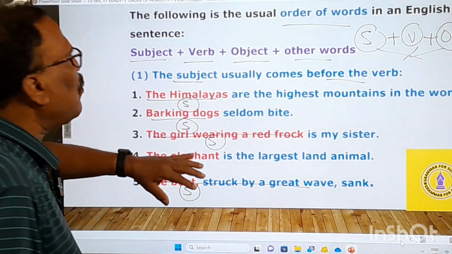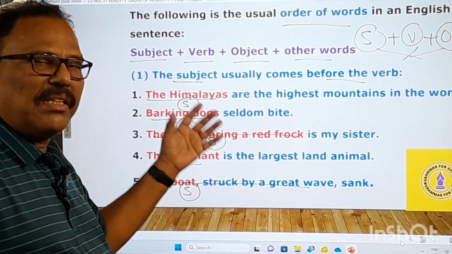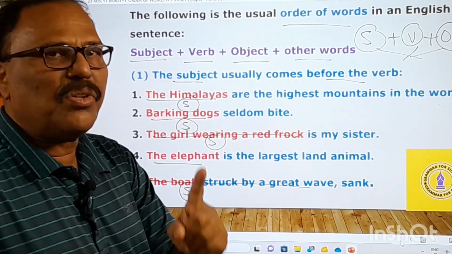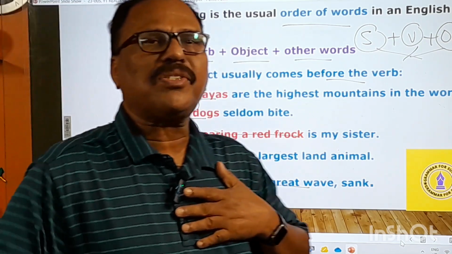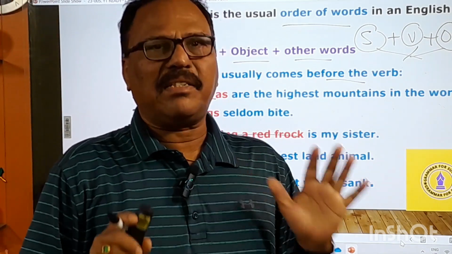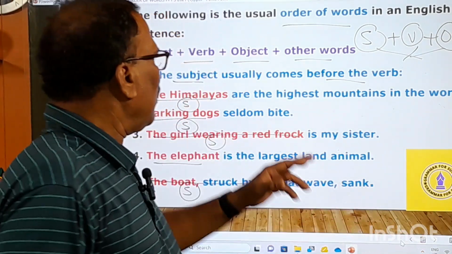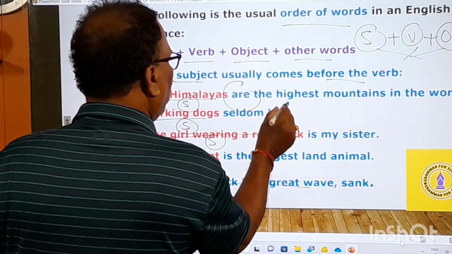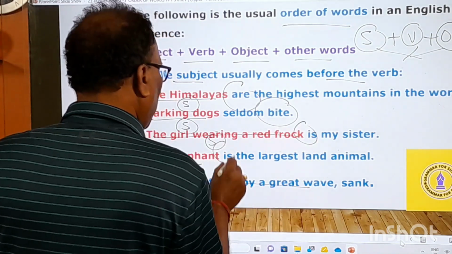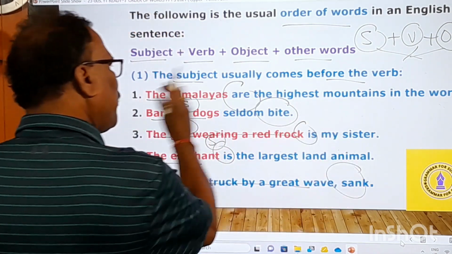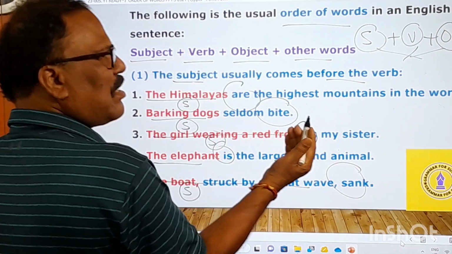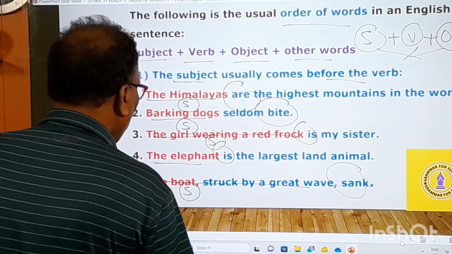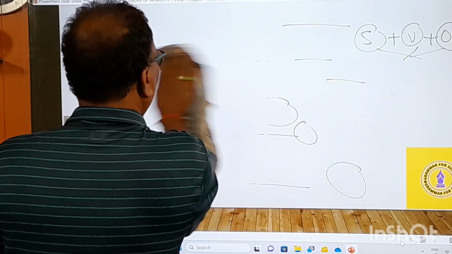Whatever we talk about in the sentence, whoever we talk about in the sentence, that is the subject part that always stands at the beginning of the sentence. It means that the subject usually comes before the verb. Here, are is the verb, bite is the verb, is is the verb, and sank is the verb. Before the verb only the subject comes. In other words, it always stands at the beginning of the sentence. Now let's go to the next slide.